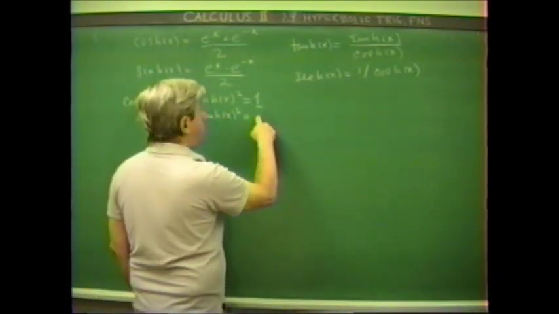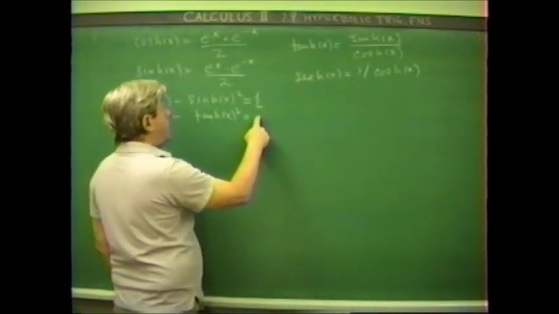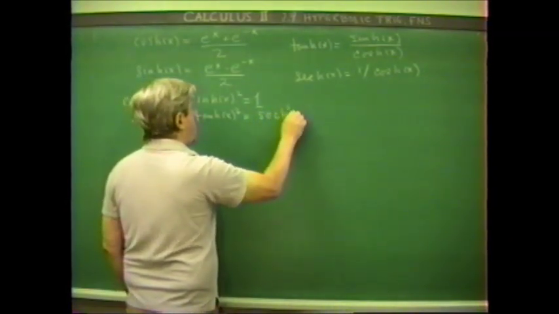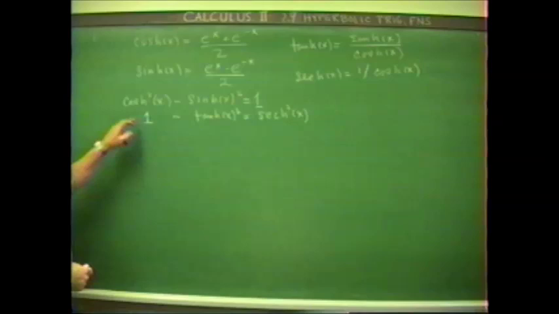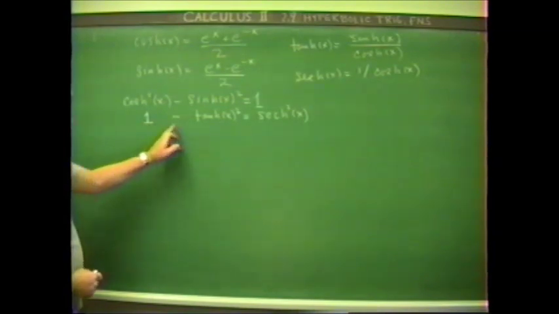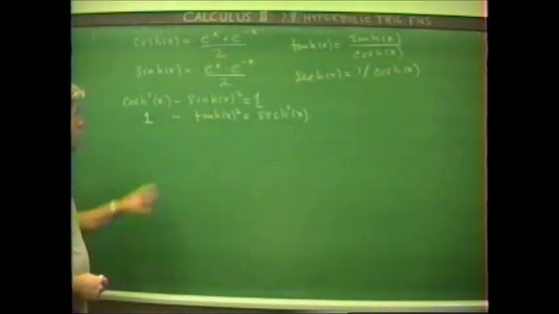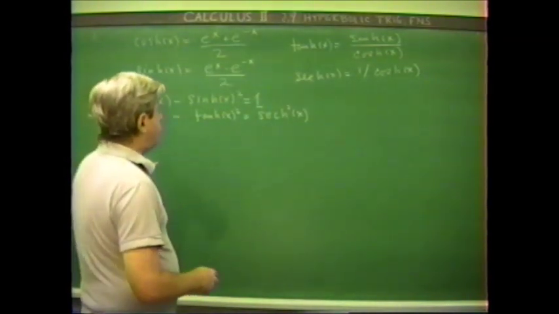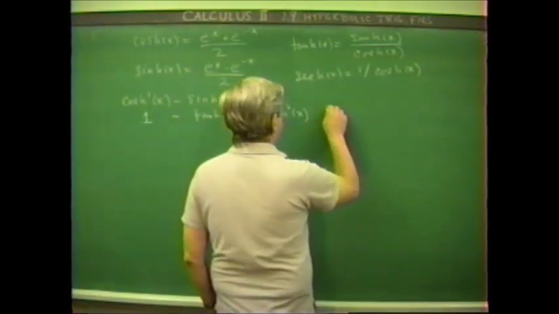And 1 over hyperbolic cosine is going to be hyperbolic secant. So that there's an identity here similar to the trigonometric identity. Of course, the trigonometric identity is 1 plus tangent squared is secant squared. Here, there's also such an identity.